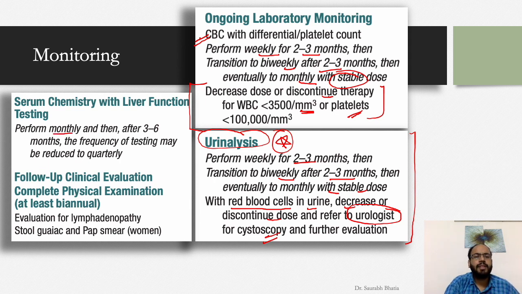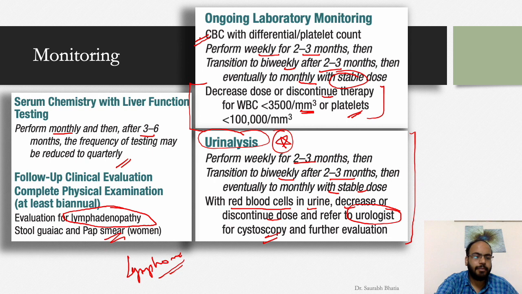LFTs are performed monthly, and then after 3 to 6 months, the frequency of testing may be reduced to quarterly. Follow-up examination should be done for lymphadenopathy. Remember that the chances of lymphomas are increased, so it's a good idea to do this for management of lymphadenopathy. And pap smear for women, because associated ureteric malignancies have also been reported.